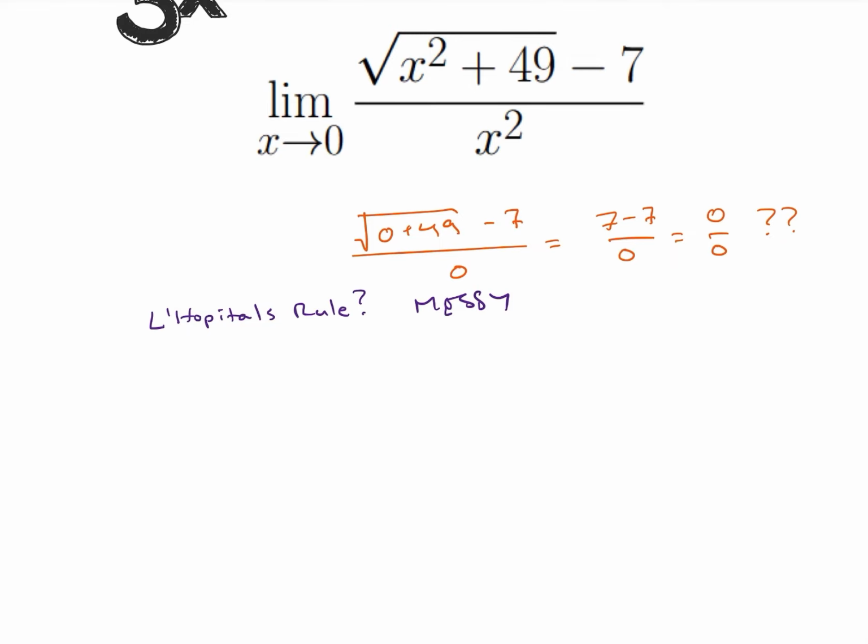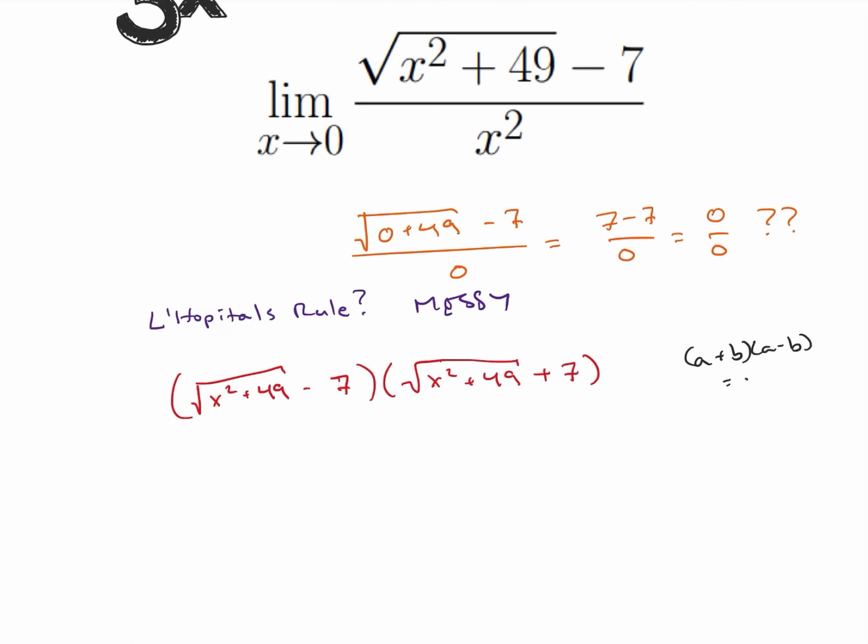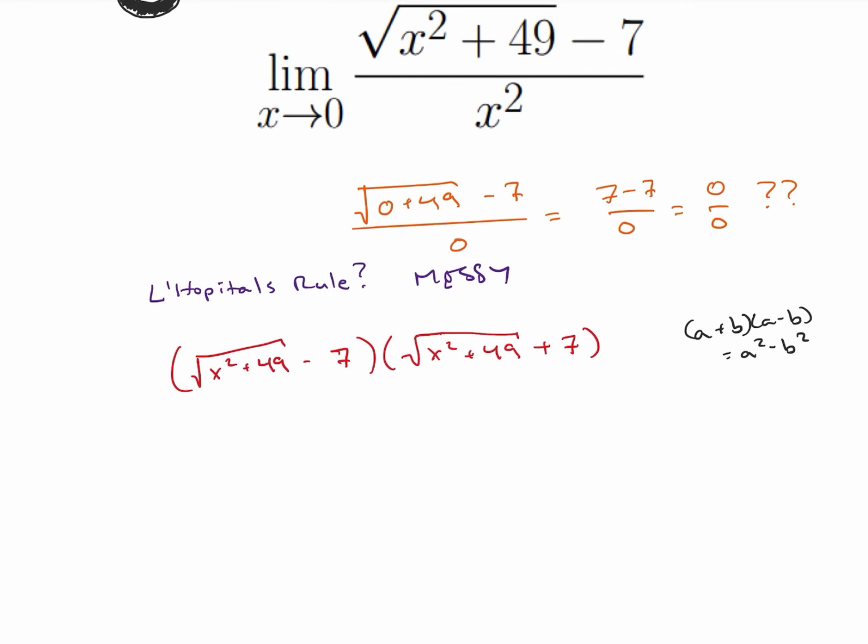And we're going to notice that if I multiply by the conjugate, so I notice that the square root of x squared plus 49 minus 7, if I multiplied by the square root of x squared plus 49 plus 7, then remember a plus b times a minus b is equal to a squared minus b squared. So by doing this, I can kind of simplify my problem.